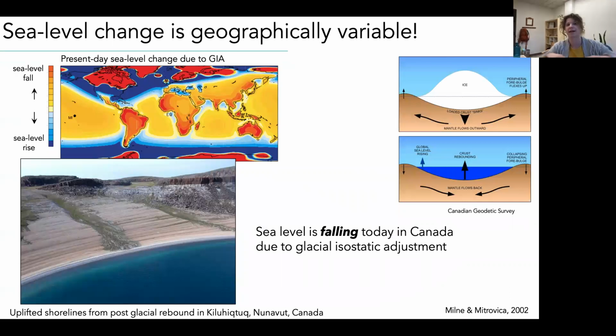So this blue area is an area where sea level is rising due to glacial isostatic adjustment. And so in this cartoon, you can see on that bottom part of the cartoon, underneath where the ice sheet was, there's the arrows going up, right? There's the crust rebounding, but on those sides, there's this peripheral bulge and there's arrows coming down. And this peripheral bulge is now subsiding as the mantle flows back beneath the former ice sheet.